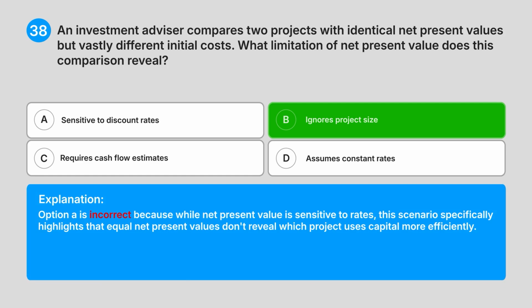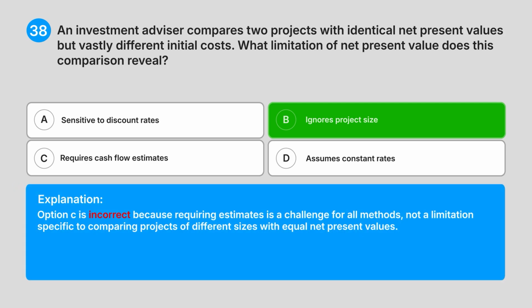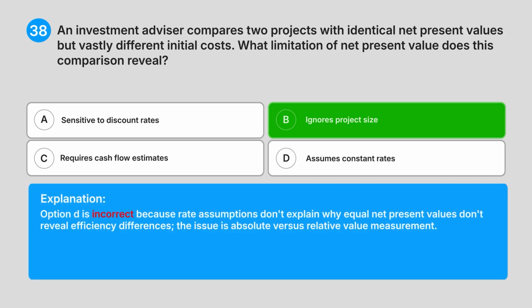Option A is incorrect because while net present value is sensitive to rates, this scenario specifically highlights that equal net present values don't reveal which project uses capital more efficiently. Option C is incorrect because requiring estimates is a challenge for all methods, not a limitation specific to comparing projects of different sizes with equal net present values. Option D is incorrect because rate assumptions don't explain why equal net present values don't reveal efficiency differences. The issue is absolute versus relative value measurement.